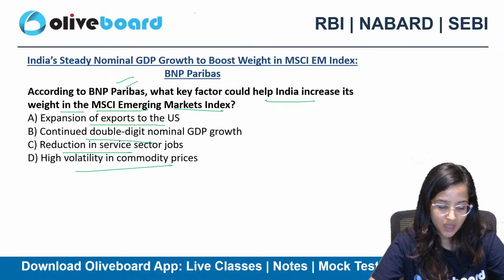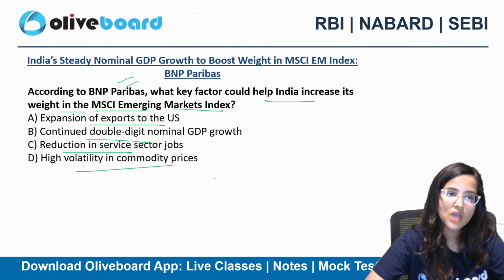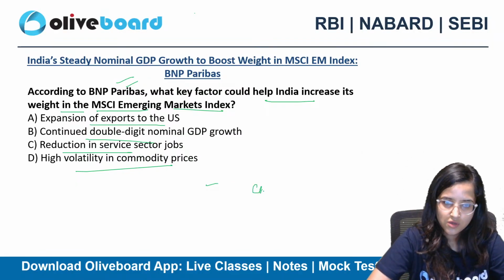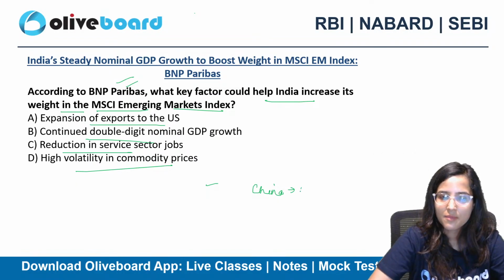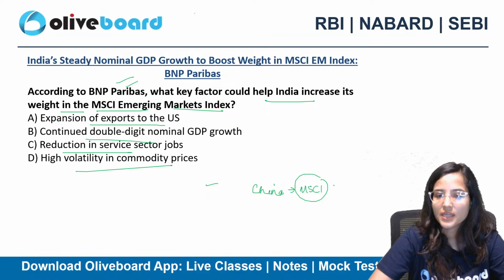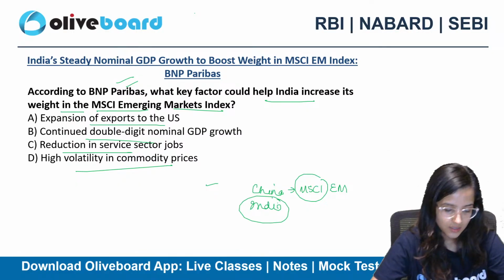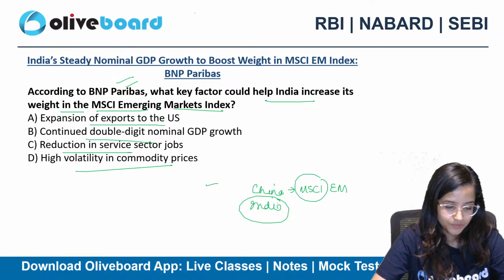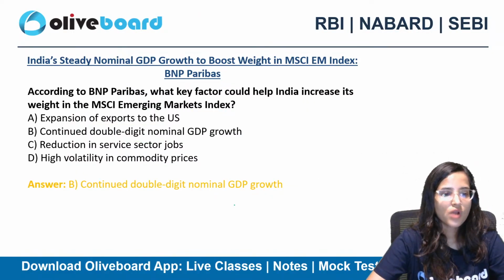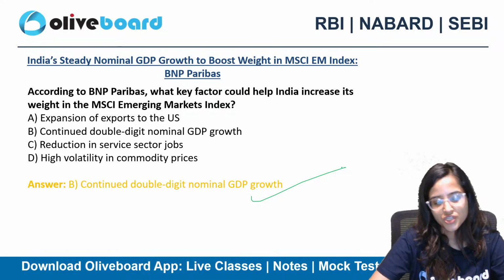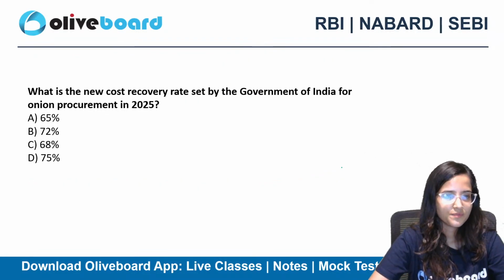Chetan is saying China, Devendra is saying China. Yes. So the highest weight is of China in the MSCI Emerging Markets Index, and second we have India. Okay? Right. Exactly. So continued double digit nominal GDP growth is the correct answer.